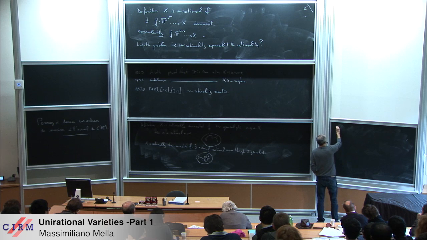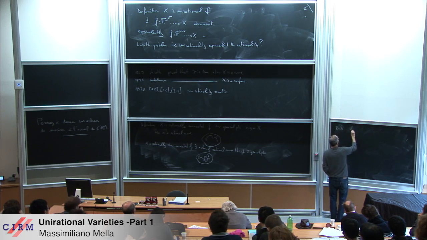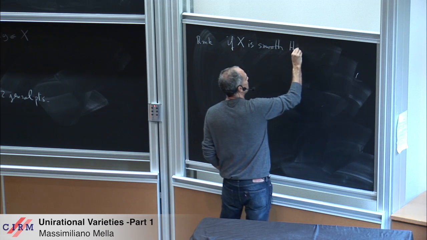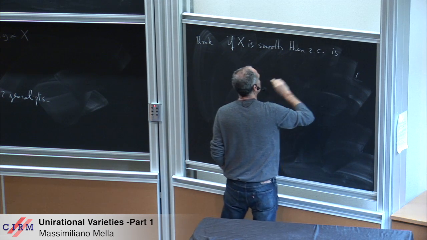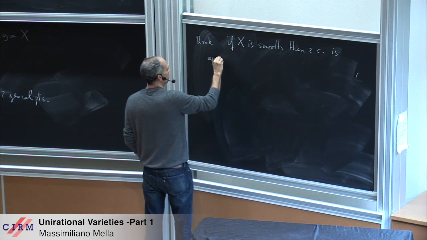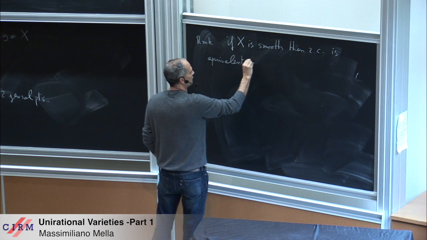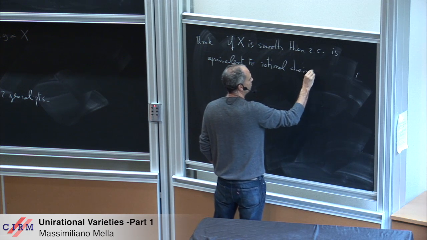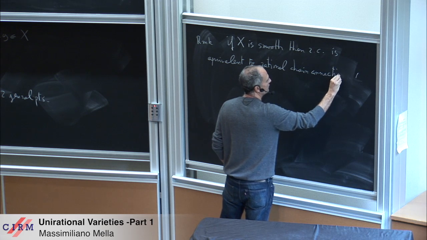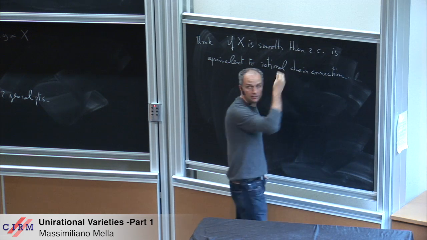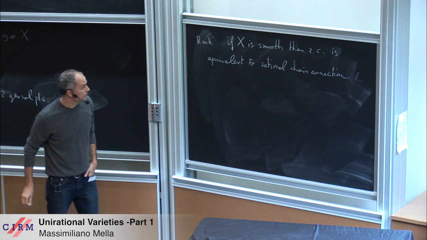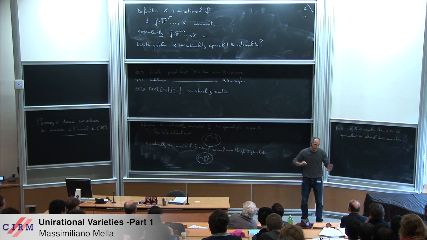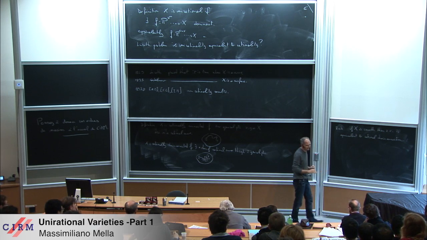And so let me remark this. So if X is smooth, then rational connection is equivalent to rational chain connection. And we will see an application of this in a few minutes. Sorry, you don't need projective. Oh, yeah, I'm always assuming projective, sorry. Yeah, for me, everything is projective. Sorry about that.